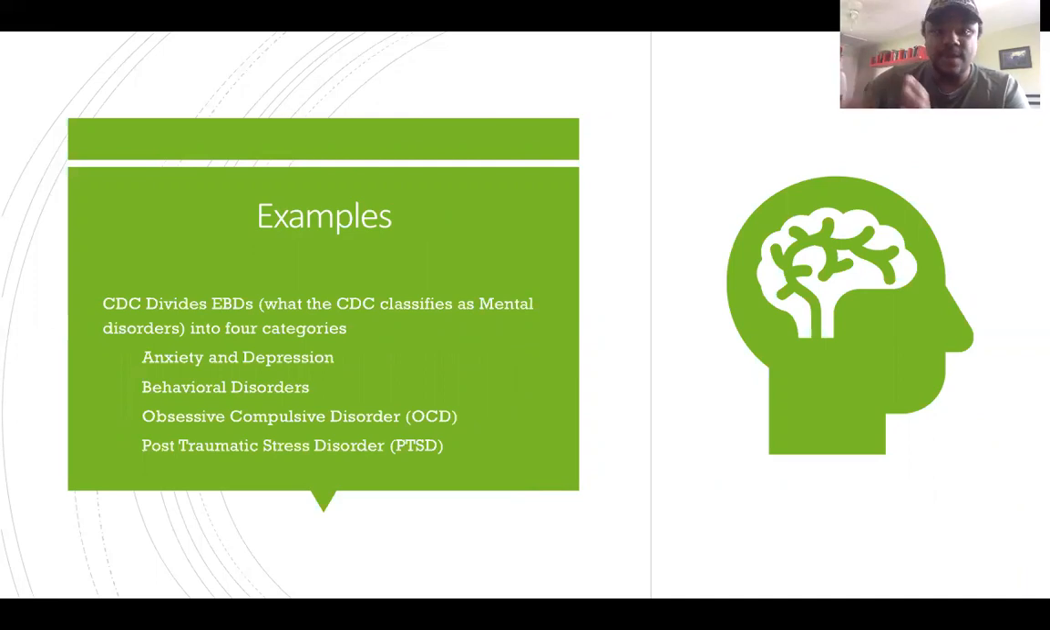And that goes a few different directions. As we see here, a few examples that the CDC provides are anxiety and depression, behavioral disorders, obsessive compulsive disorder, and post-traumatic stress disorder. But for the purpose of this presentation, we're just going to be focusing on the first two, anxiety and depression and behavioral disorders.